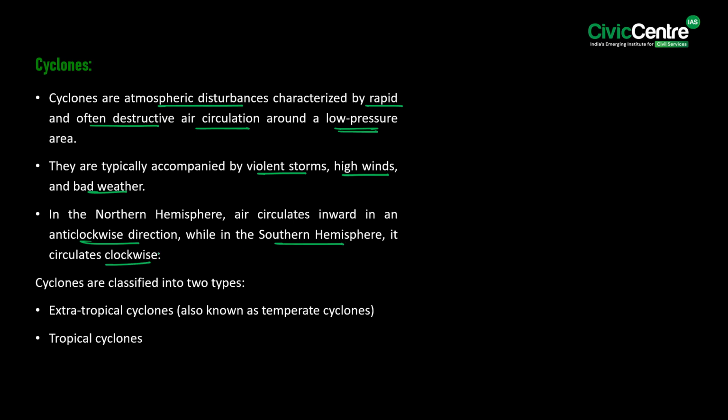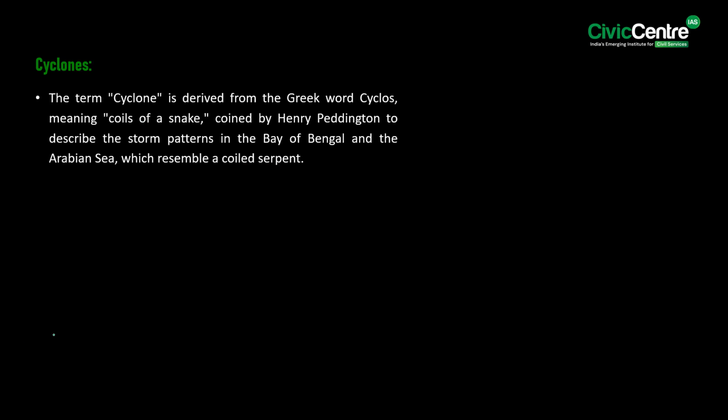Then, cyclones are classified into 2 types, which are extratropical cyclones, also known as temperate cyclones, and tropical cyclones. Know that the term cyclone is derived from the Greek word cyclos, meaning coils of a snake, coined by Henry Piddington to describe the storm patterns in the Bay of Bengal and the Arabian Sea, which resemble a coiled serpent.